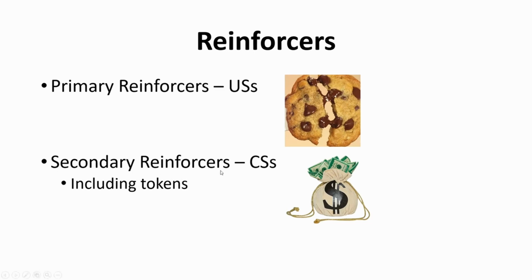For secondary reinforcers, these are our conditioned stimuli, things that are reinforcing simply because they have been associated with primary reinforcers. These are more abstract things like tokens or money or even grades, things that we've associated with primary reinforcers: the things you can get with money, the things you can trade tokens in for, or grades just being associated with having done a good job, or possibly the praise that comes with it. A little bit more complicated there.